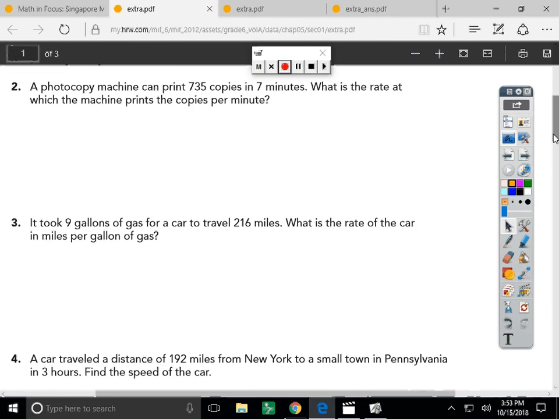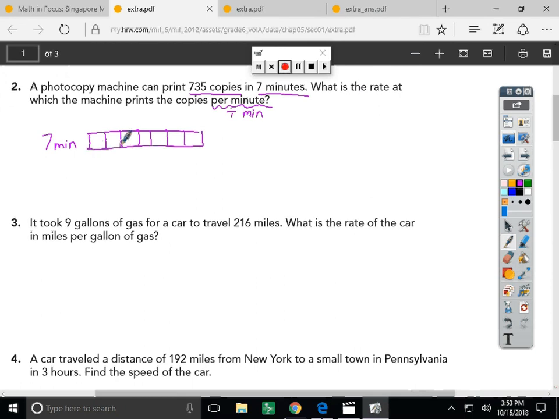Number 2. A photocopy machine can print 735 copies in 7 minutes. What is the rate at which the machine prints the copies per minute? There we go again, per minute. We're going to have to divide by minutes. Let's go ahead and set this up then. It talks about 735 copies, that's important, and 7 minutes. Well, I can picture 7 minutes, that's how many units I want to draw, so I will label that to the left.